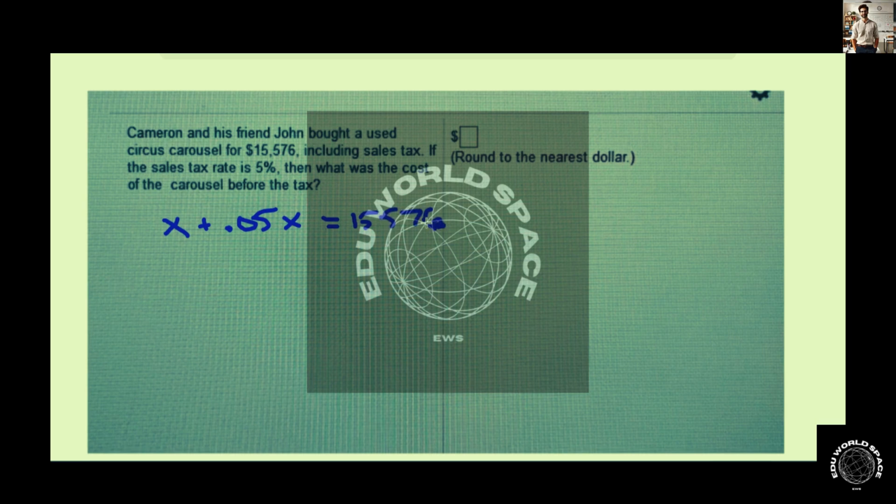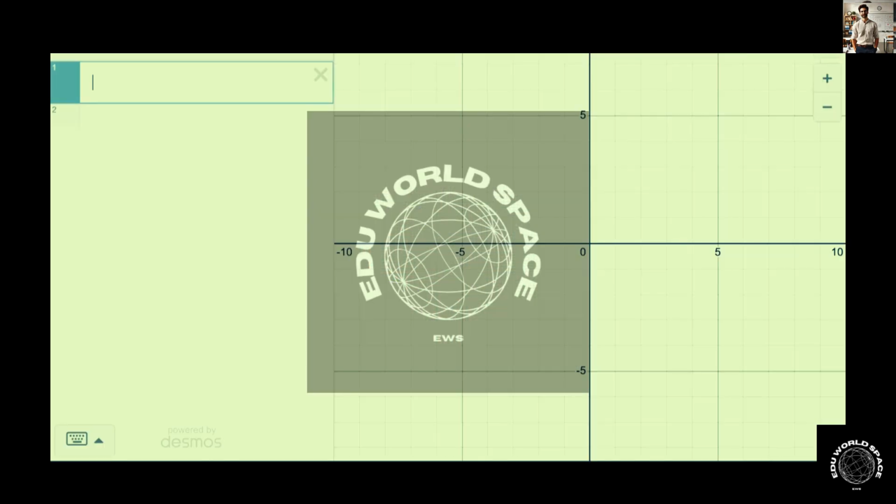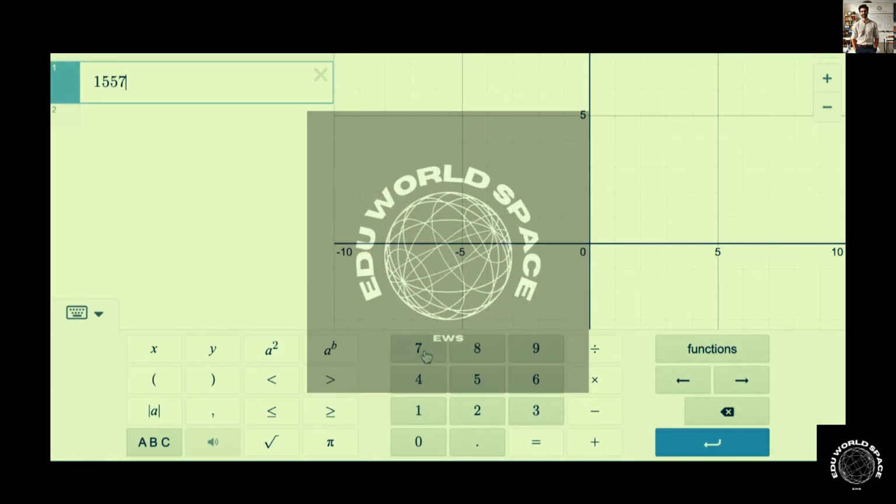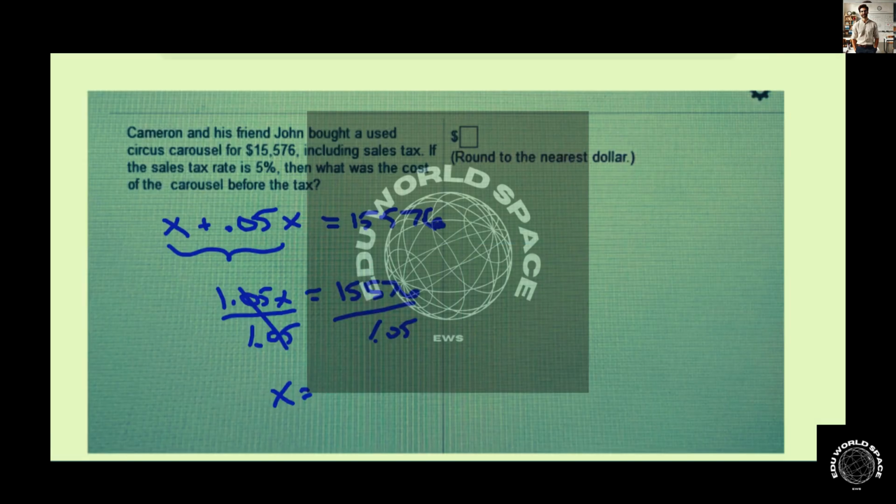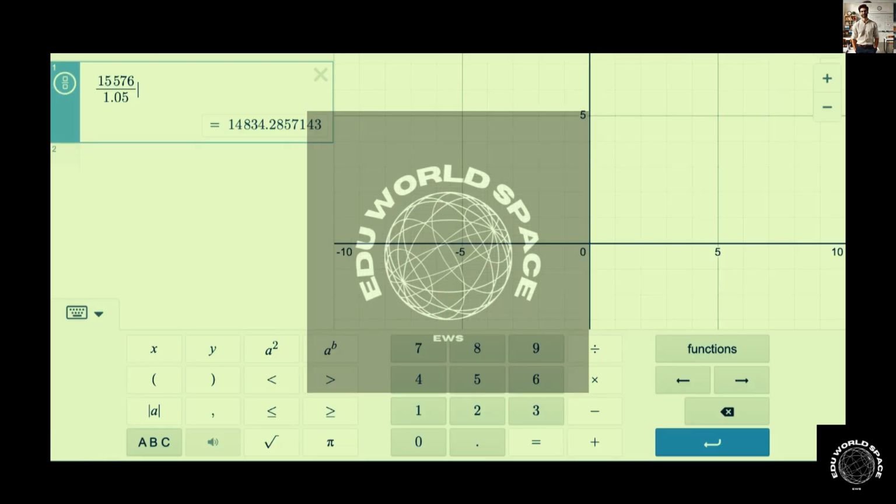And this is the same as 1.05x. And so then we'll divide both sides by 1.05 to get the cost of the carousel. So 15,576 divided by 1.05, to the nearest dollar, would be $14,834.